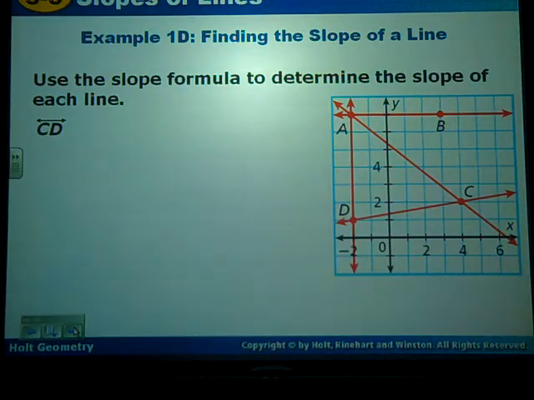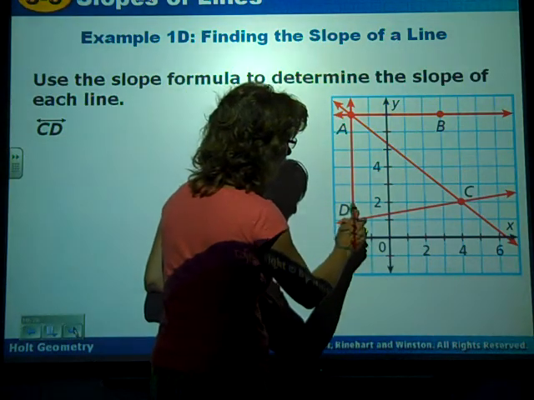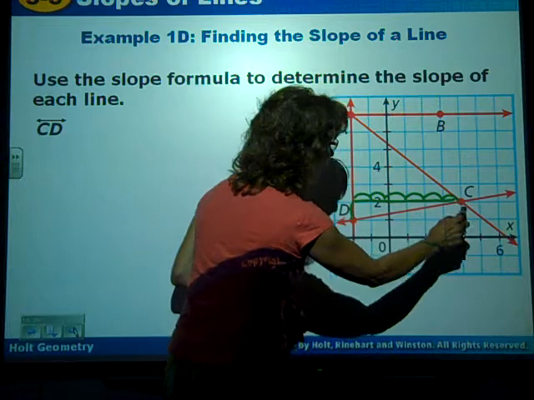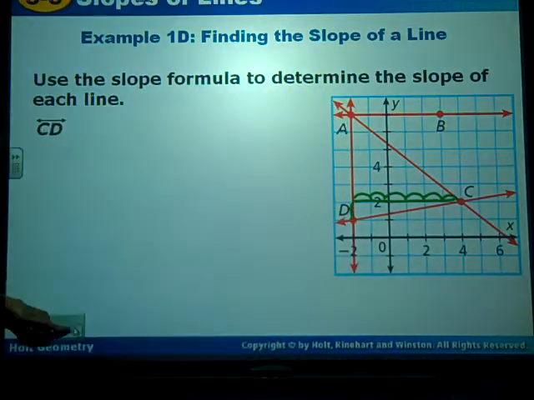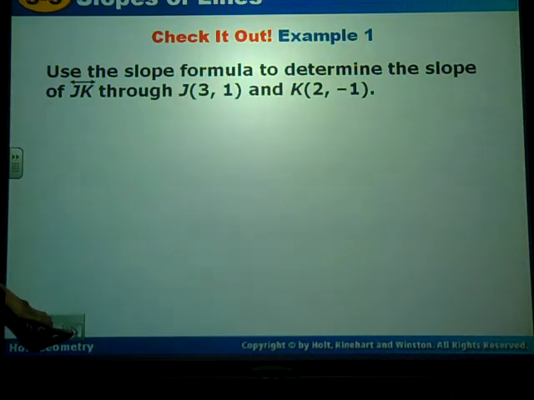Okay, so now what about CD? Well, you can see rise over run: up 1, to the right 1, 2, 3, 4, 5, 6, which gives us a slope of 1/6. And you can use the formula to get that also.